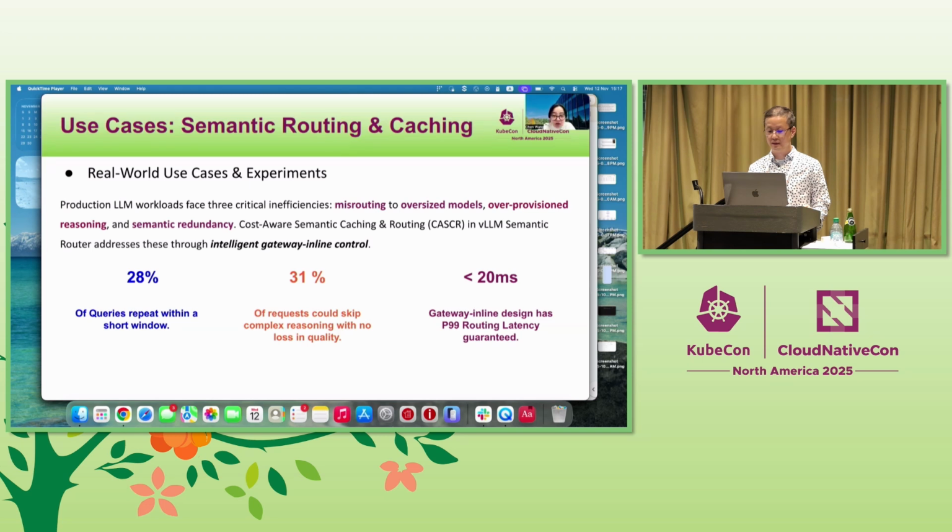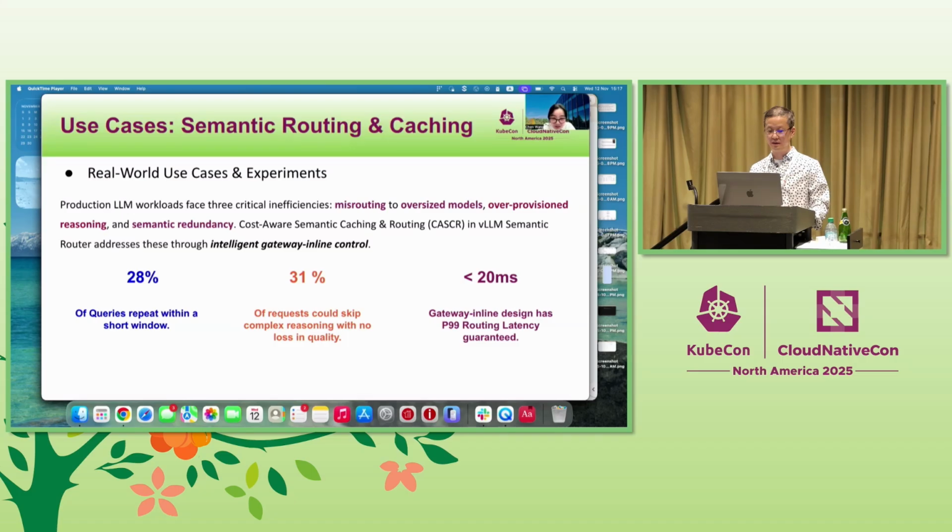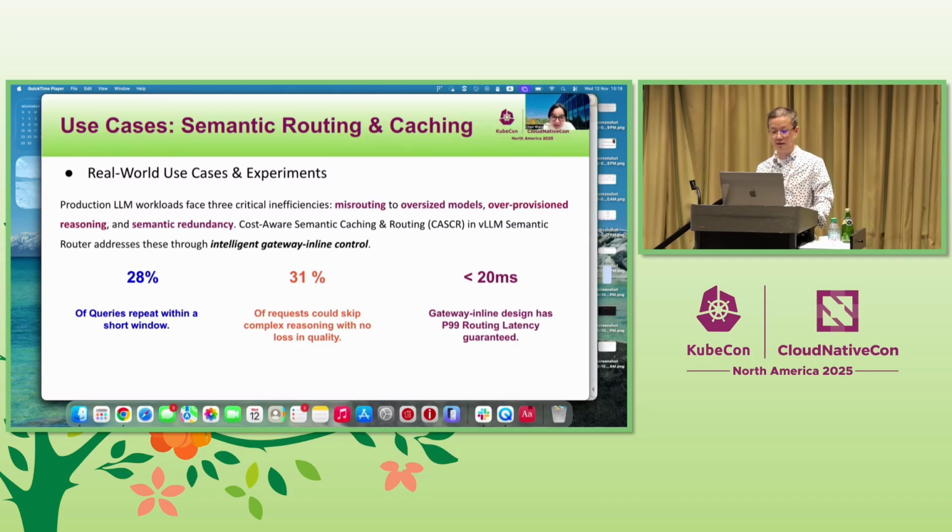So our solution, cost-aware semantic caching and routing in vLLM Semantic Router, addresses this with 2 components. A lightweight semantic router for intelligent model selection and reasoning chain selection. And second, a category-aware hybrid semantic cache for reusing responses. We place this system as a gateway inline, which minimizes latency and ensures we only hit the expensive backends when absolutely necessary. This intelligent control is how we drive down cost while maintaining performance. Let's dive into some concrete numbers to show how it works.